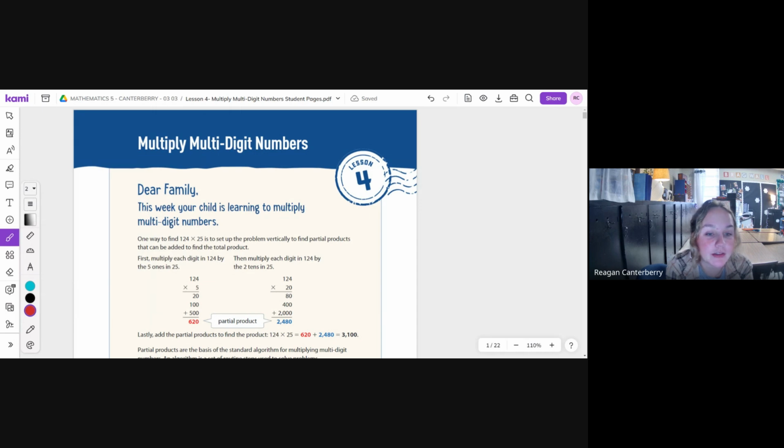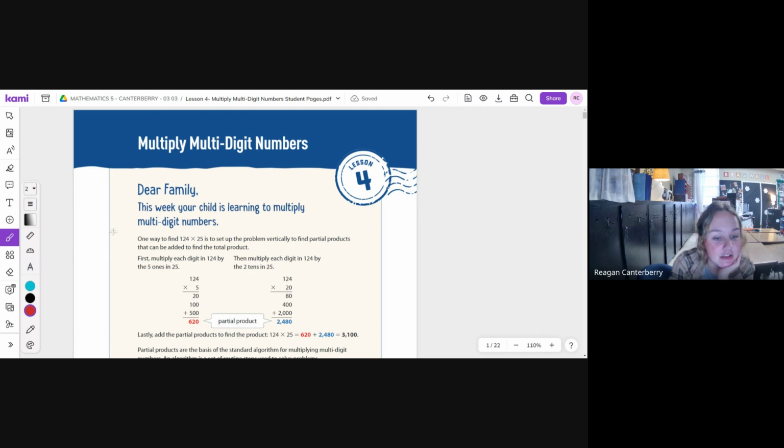So this week we're starting lesson 4, which is multiplying multi-digit numbers. We actually started this today, Tuesday the 17th. So multiplying multi-digit numbers, let's talk about what that means. In previous grades, students have learned how to multiply, obviously, and they've been taught different strategies to multiply.